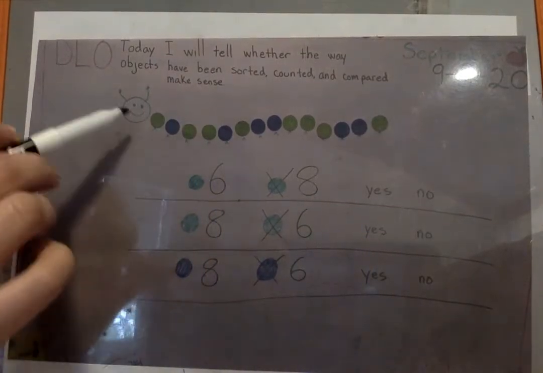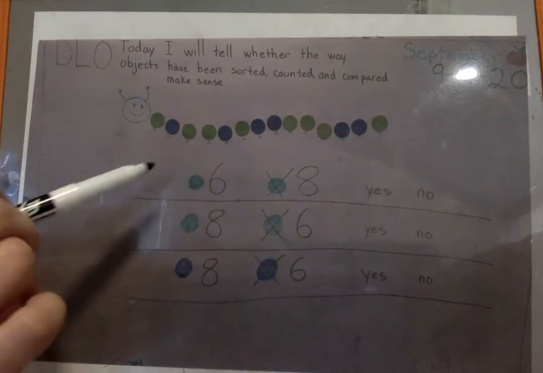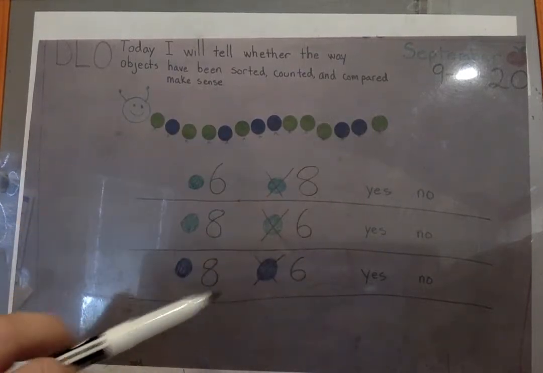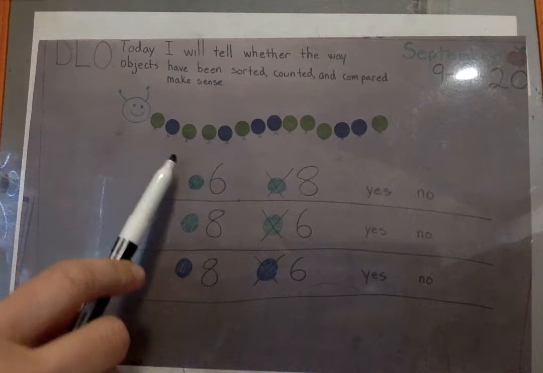I have a picture here. I drew a little caterpillar. There's his head. We won't count his head as one of the circles on here. The colors that I have are green and blue.